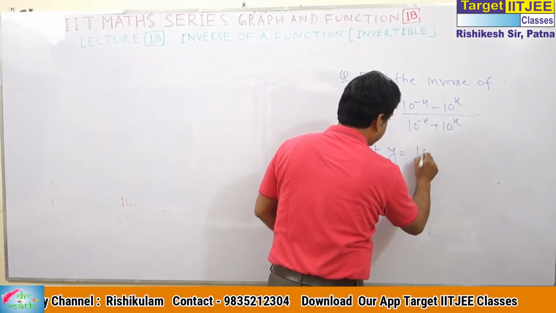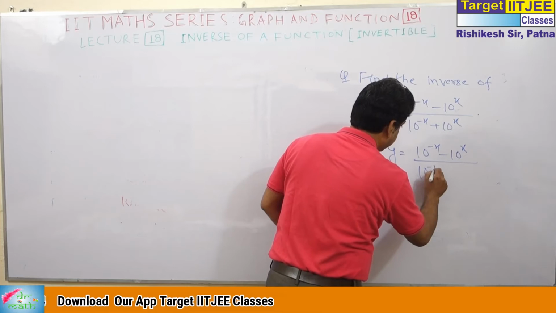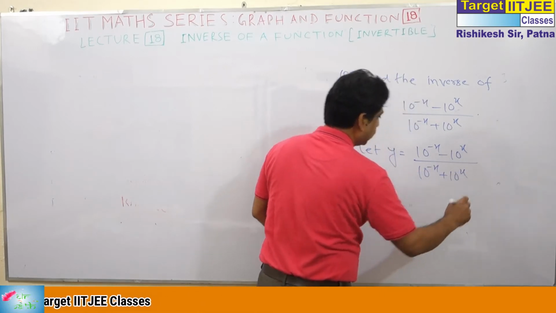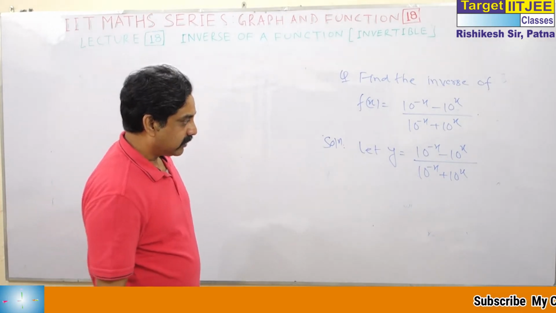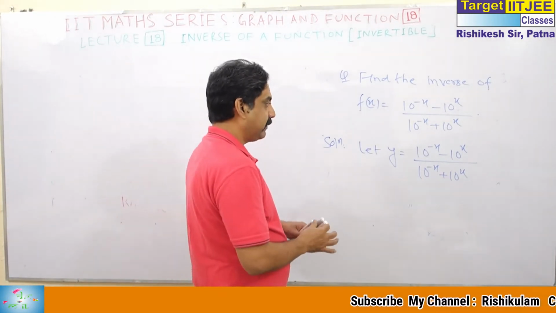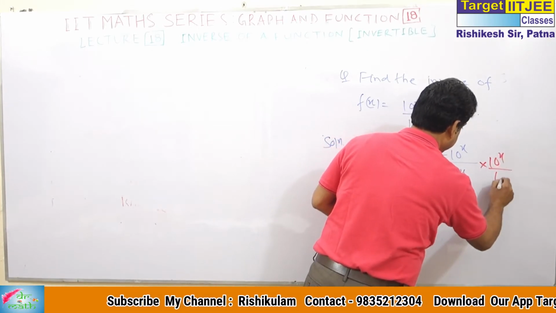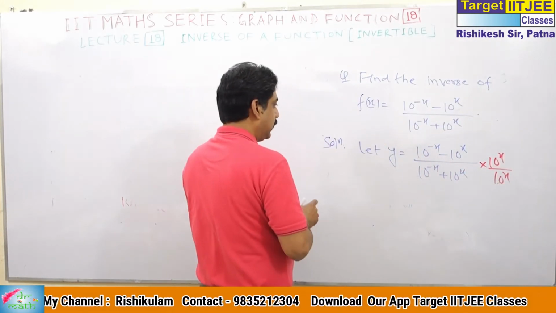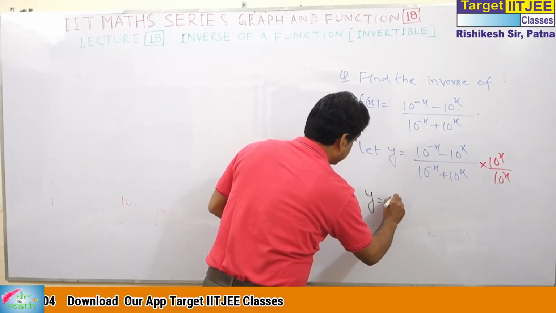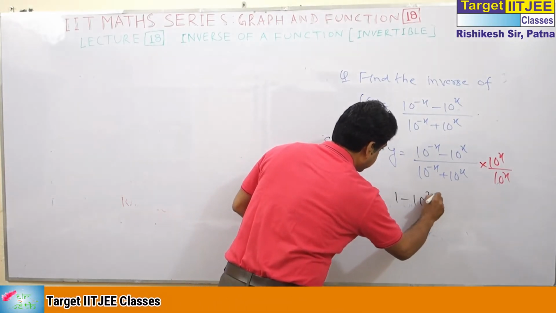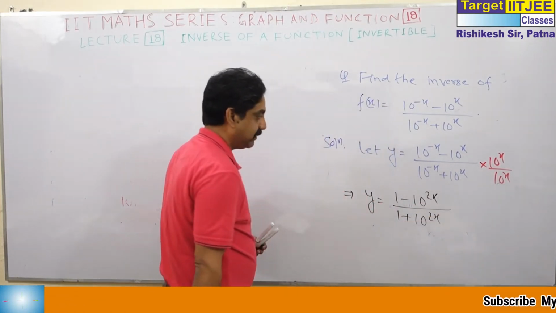Let y is equal to (10 to the power minus x minus 10 to the power x) upon (10 to the power minus x plus 10 to the power x). Now, how to express x in terms of y? For simplicity, we will multiply both by 10 to the power x. That you can do on your common sense. Then y is actually (1 minus 10 to the power 2x) upon (1 plus 10 to the power 2x). Now it looks simpler.